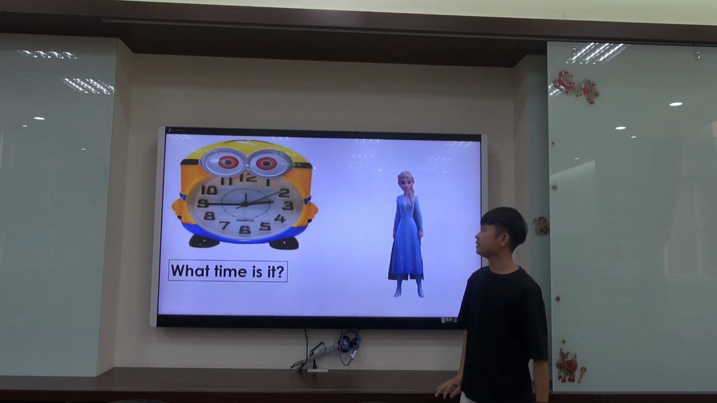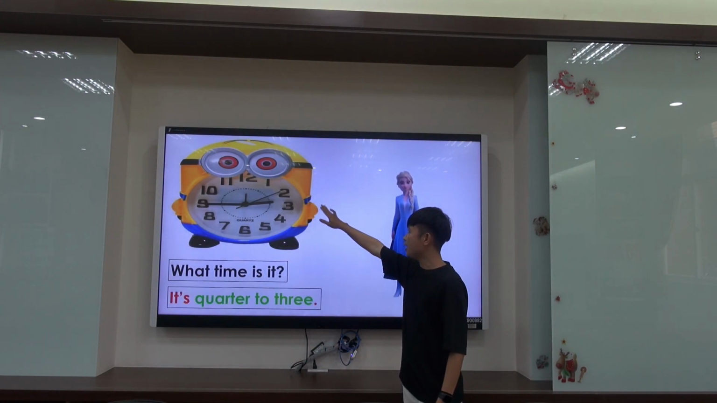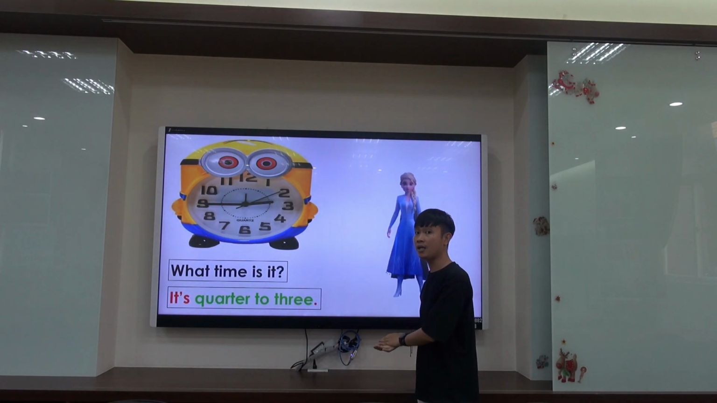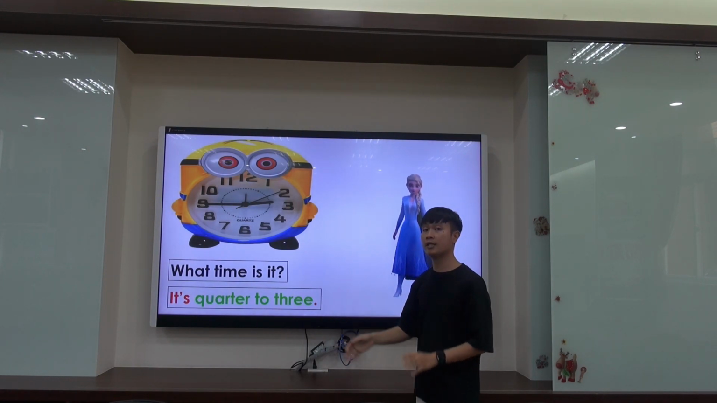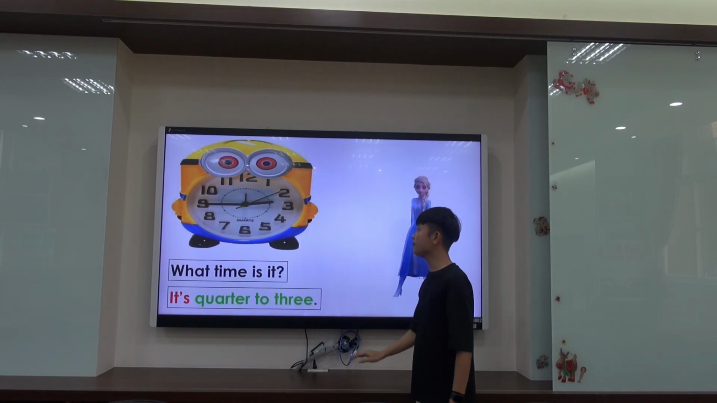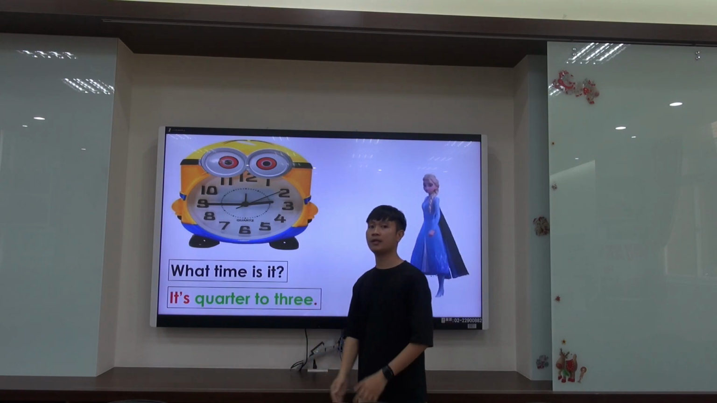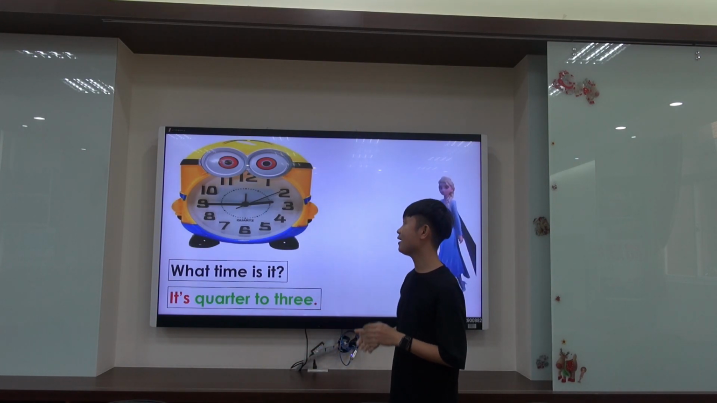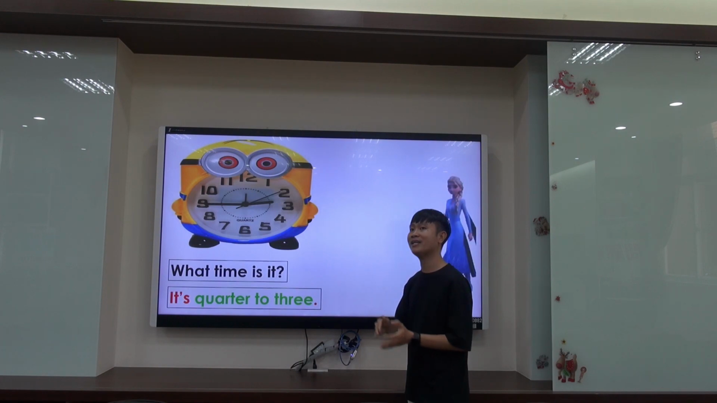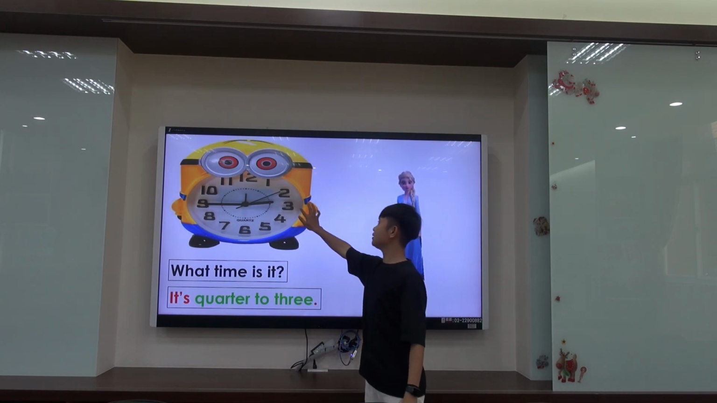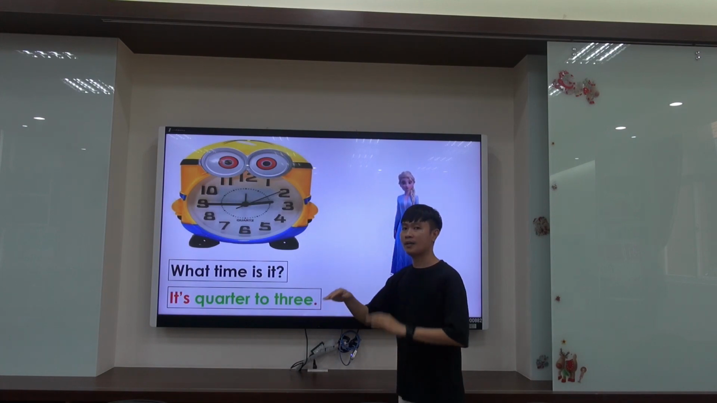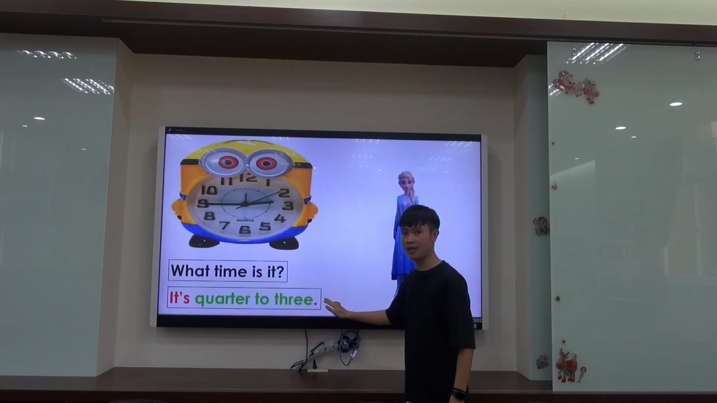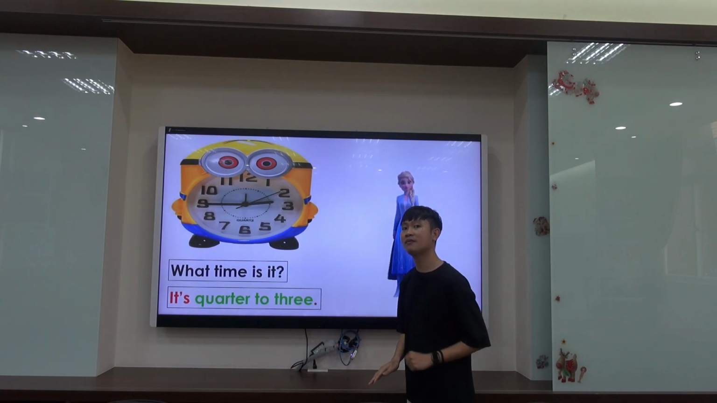Next, what time is it? Okay, so this one, the short hand is pointing to 2 and between 2 and 3, which means that it's still 2. However, since we are going to use past and to, we need to find out how many minutes are left before the next hour. Therefore, we will use 3. Okay? Then, 15 minutes before 3. Or, it's quarter to 3. Since a quarter of an hour is 15 minutes.